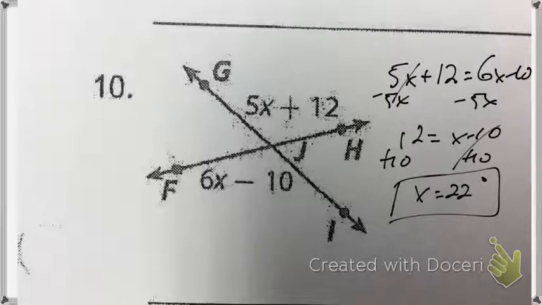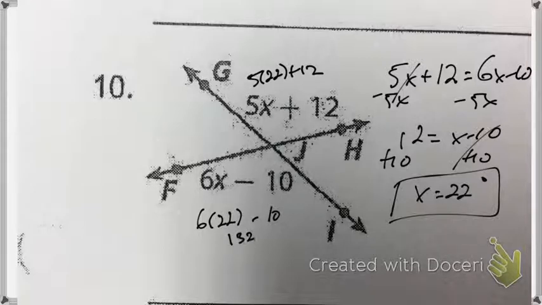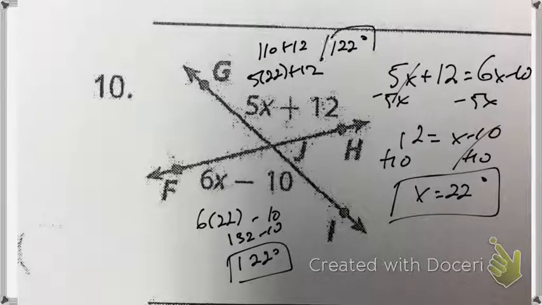When I substitute it in, what should be true about the two values? They should be the same unless I made another oopsie. Okay? So I got 132 minus 10 for 122. Here I got 110 plus 12 for 122. All right. I got a couple of obtuse angles.